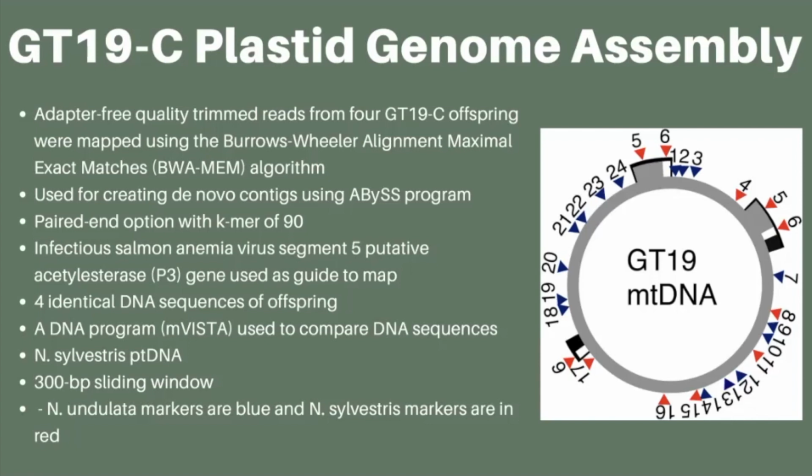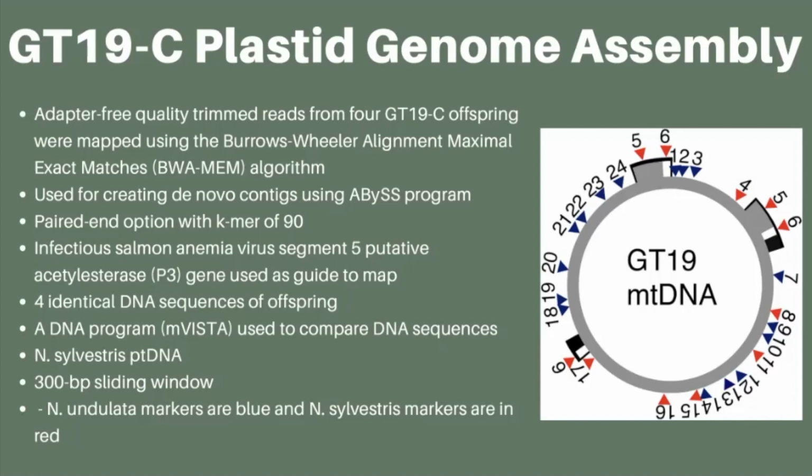And again, de novo meaning to begin new, since they don't have a reference point, which is why they're using the program. The settings for this included the paired-end option with K-mer at 90. The infectious salmon anemia virus segment 5 putative acetylesterase P3 gene was used as a guide to map the contigs. And there were 4 identical DNA sequences of offspring that were produced. And the DNA program used to compare these DNA sequences was mVISTA.